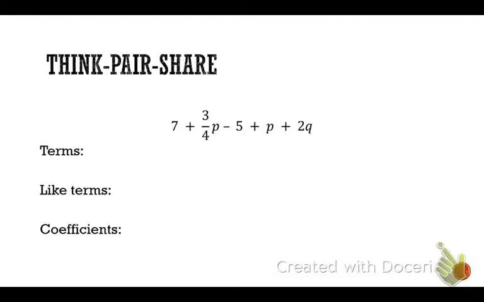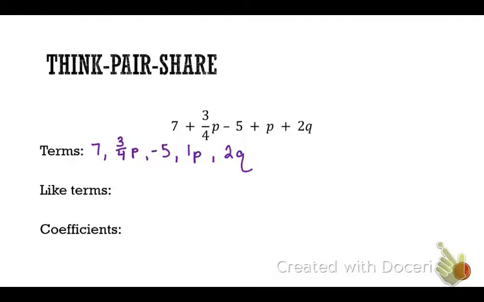All right, so here we go on our terms on the next one. All right, let's list them together if y'all can say them with me. 7, 3/4 p, negative 5, 1 p, 2 q. And hopefully you're writing them kind of as we're saying them. So now let's talk like terms. Remember, in order for terms to be like each other, you have to have at least two of them, okay? You can't say something is like something else if you're not comparing it to anything else, okay?